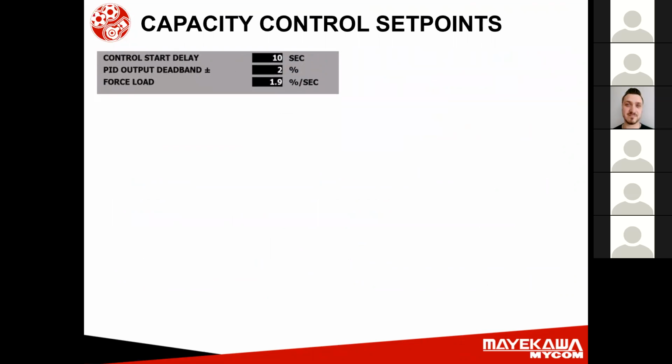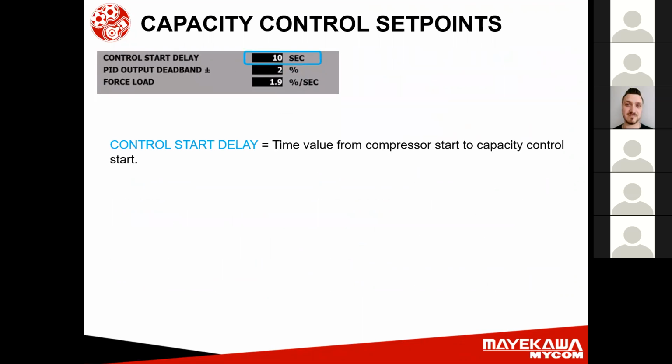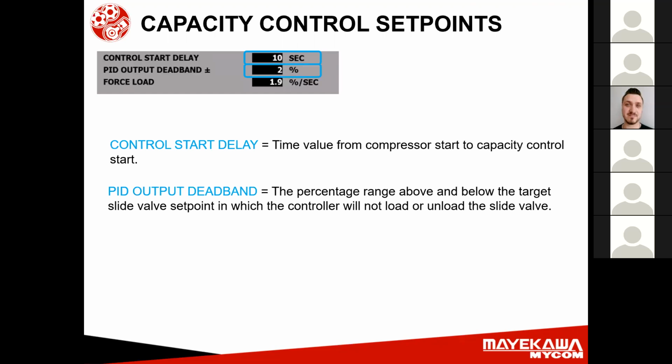The parameters for capacity control are as follows. Control start delay. This time entry is the delay from when the compressor starts until the capacity control operation begins. PID output deadband. This entry eliminates changes to the slide valve position until the change exceeds plus or minus the percentage value. This value is small, however, too small of a value shortens the life cycle of the digital outputs and solenoids.